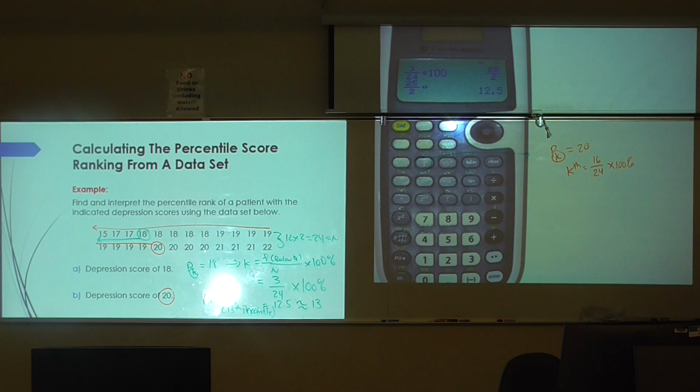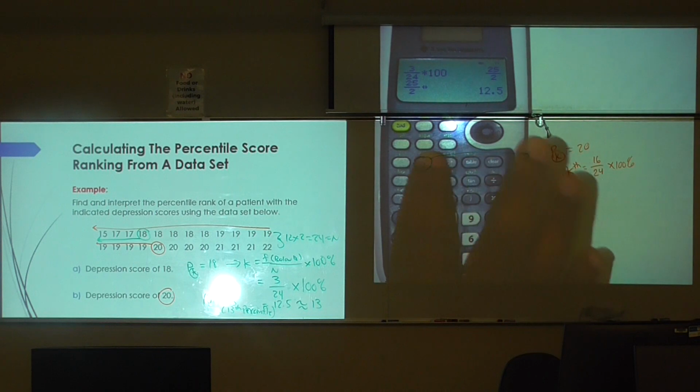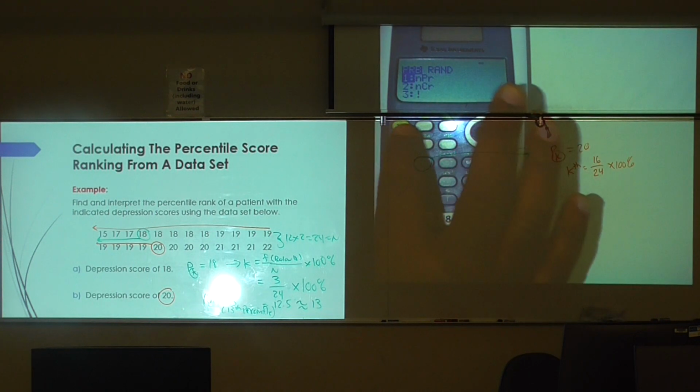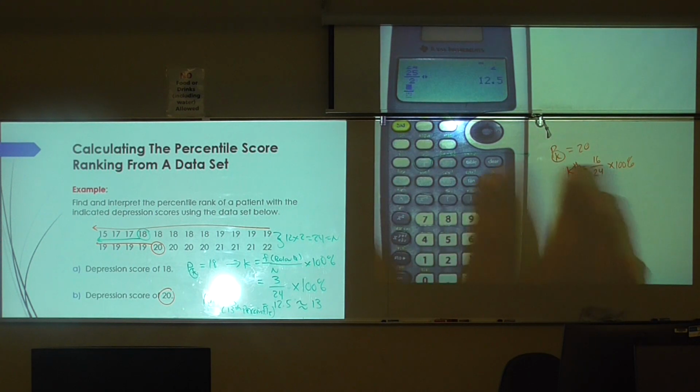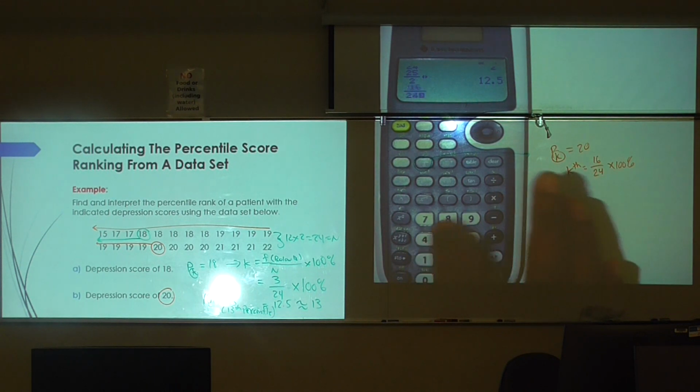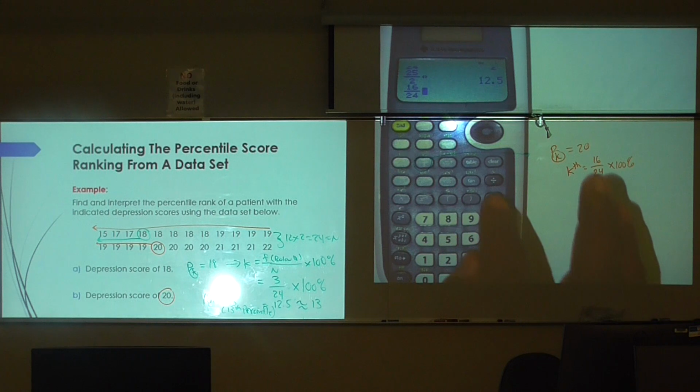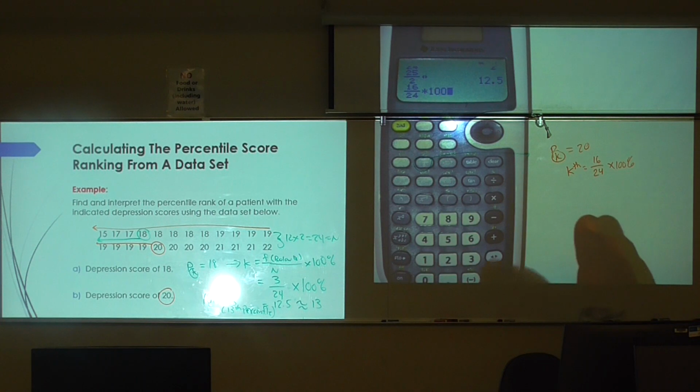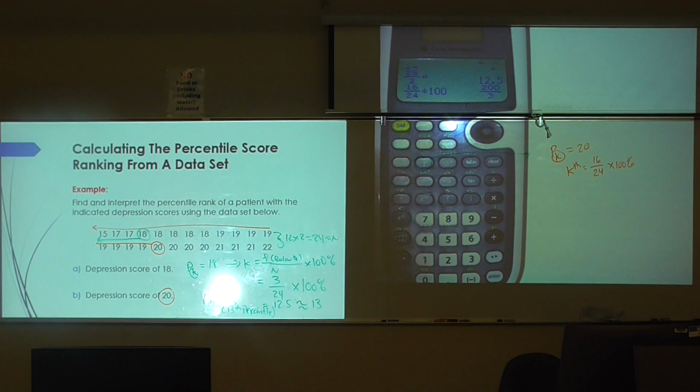So all I have to do is put this into our calculator and do the same thing. It's supposed to be 16 divided by 24, and on the outside I'm going to put times 100, and enter.